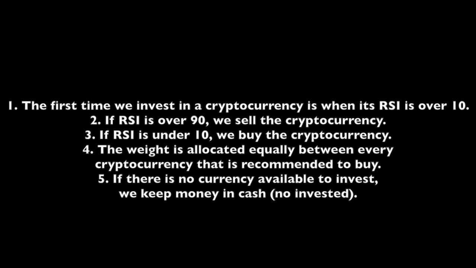Third, if RSI is under 10, we buy the cryptocurrency. Fourth, the weight is allocated equally between every cryptocurrency that is recommended to buy. Fifth, if there is no currency available to invest, we keep the money in cash, not invested.